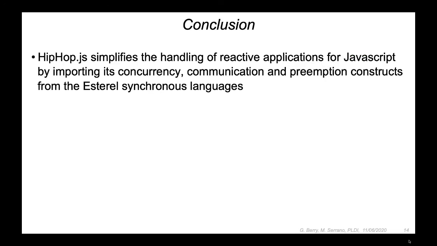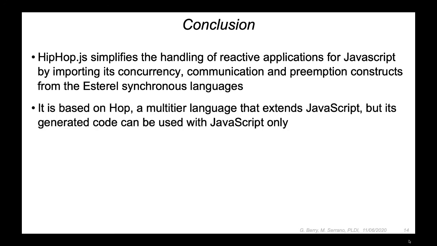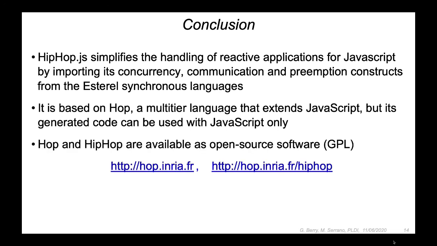To conclude, HipHop.js simplifies reactive applications in JavaScript by importing concurrency, communication, and preemption constructs from Esterel. HipHop.js is based on Hop, a multi-tier language that extends JavaScript, but its generated code can be used with JavaScript only. No need for Hop when you run compiled programs. Hop and HipHop are available as open source software under GPL license.